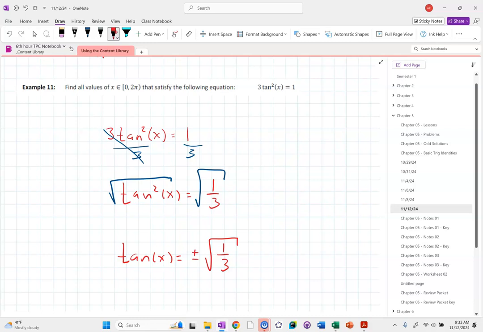Now remember, tangents are going to be the ones that are kind of tricky to find on the unit circle, right? So I'm going to do a little bit of simplifying here. The square root of a fraction is the same as the square root of the numerator over the square root of the denominator. I know the square root of 1, well, that's just 1.